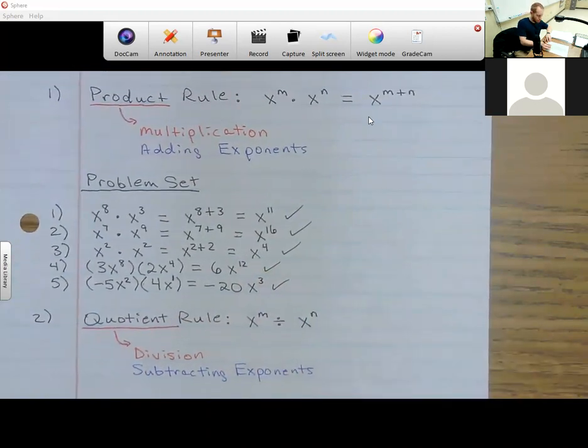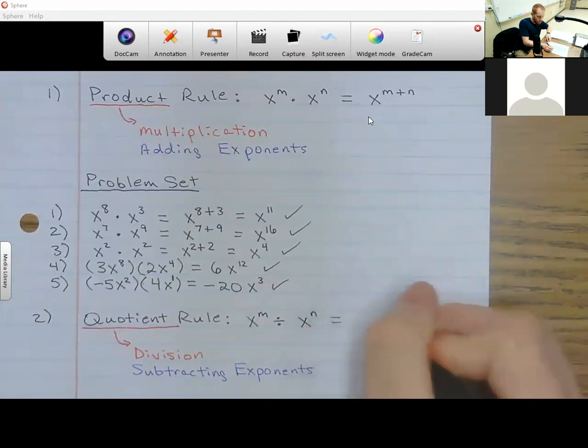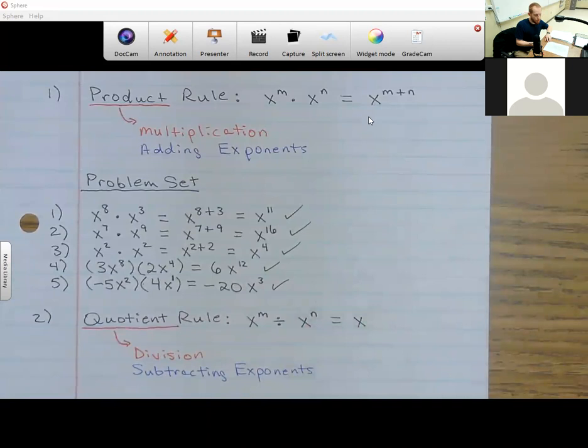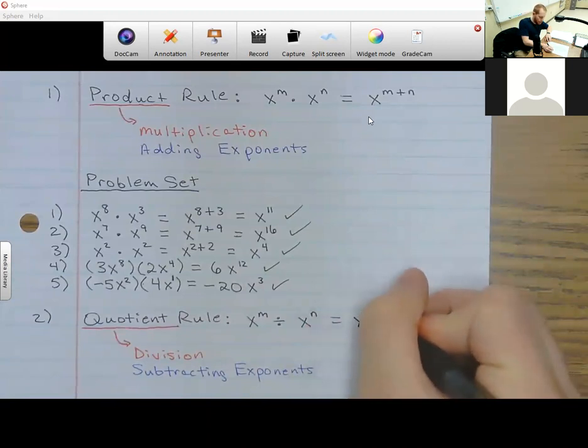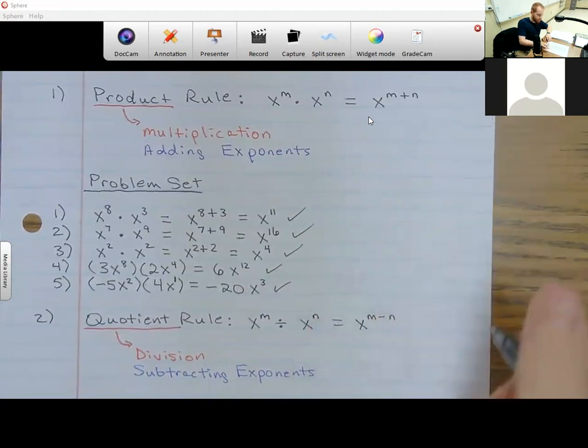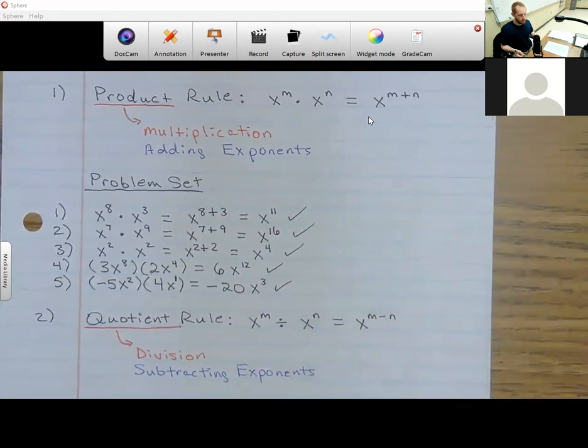So what does this equal? Well, the variable is going to stay the same. We're going to have our x, and we're going to be subtracting m and n together. So m minus n. So that's basically the formula that we're going to be using today for the quotient rule. So really this means when you're dividing x's together, you have to subtract the exponents, which is pretty simple to remember.